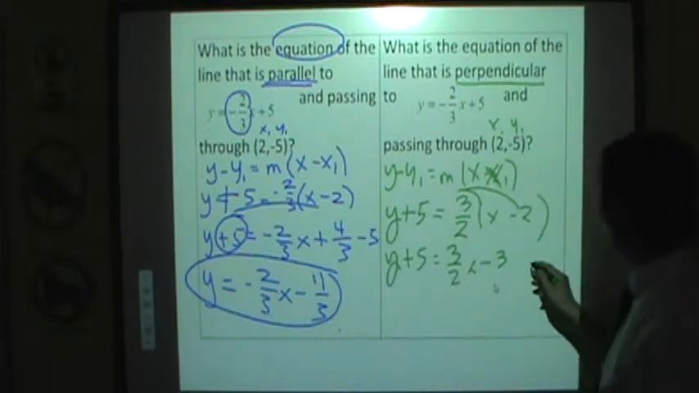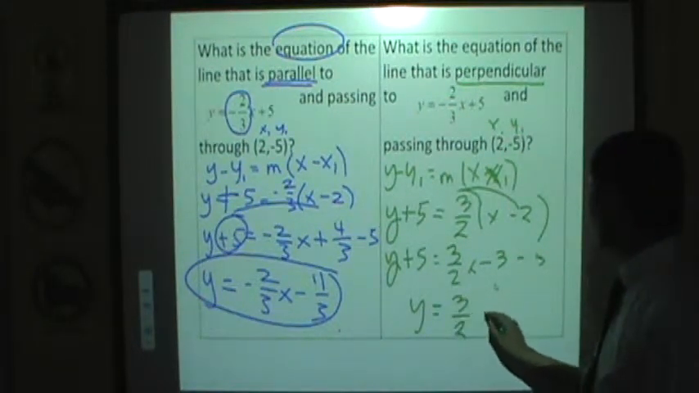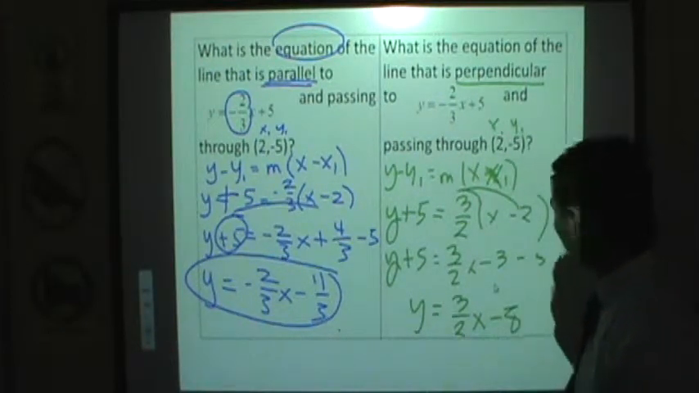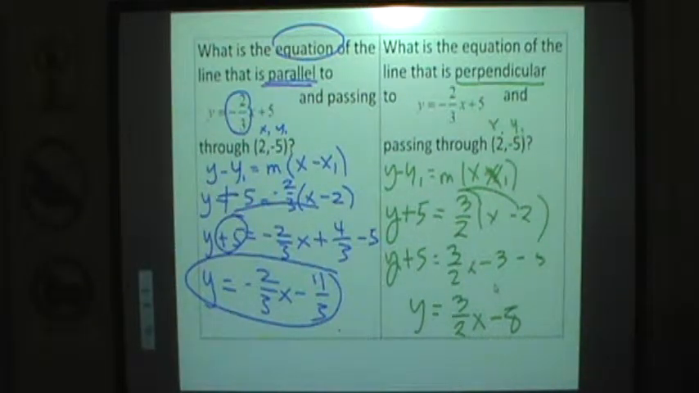Move that 5 over, it becomes minus 5, and now y equals 3 over 2x. Negative negative is negative 8. Calculator, negative 3 minus 5 should give you negative 8.